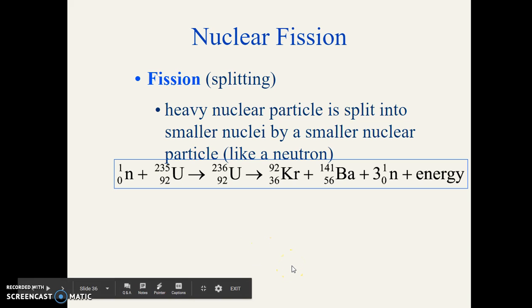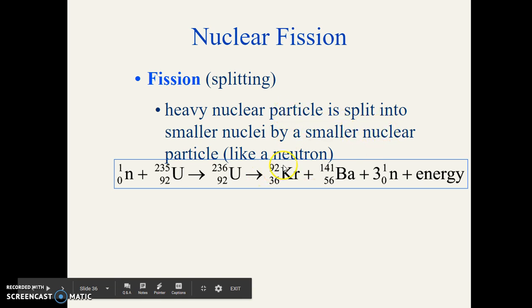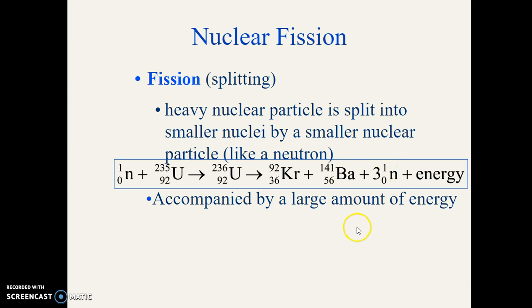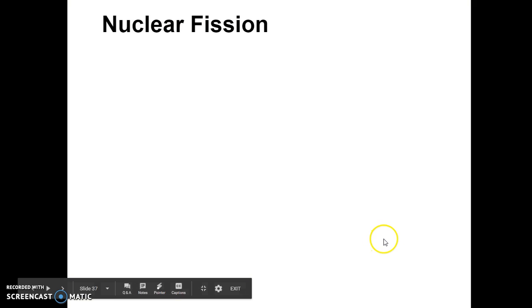So fission is splitting. That's by definition what the word means. A heavy nuclear particle is split into smaller nuclei by something even smaller, like a neutron. The neutron hits it, causes it to split into 2 things even smaller, and gives off some neutrons and some energy. It is accompanied by a large amount of energy, and it is self-perpetuating because you give off neutrons in that reaction. Those neutrons then go back and bombard more to make it keep going. It can be used to generate steam, as I had already said.